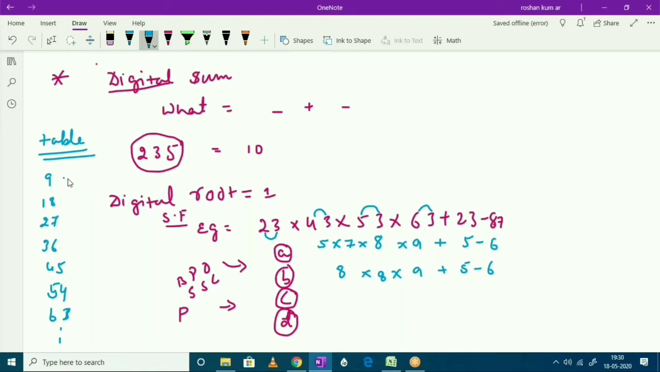If you observe this carefully, can I say that the sum of the digits of these two-digit numbers will be nothing but equal to 9? Here also the sum will be 9. Digital sum will be 9. Here also the digital sum will be 9.